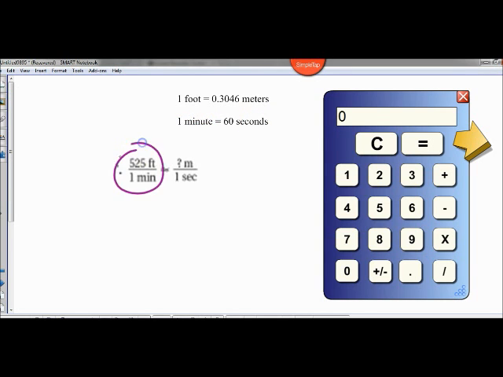So start with this fraction, multiply it by one conversion unit that will change feet into meters, and one conversion unit that will change minutes into seconds. All right, you do that and come right back. So pause it, please.